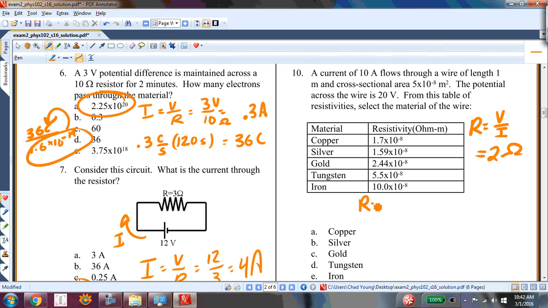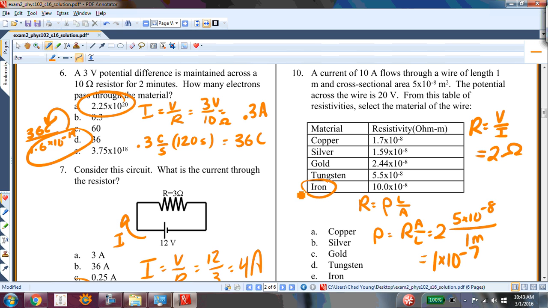And then I say, well, R is equal to rho L over A. And I solve this for rho, which is R A over L. 2, the area is given, 5 times 10 to the minus 8 meters squared, divided by the length. It's 1 meter in length. And I solve now for my resistivity. I get 1 times 10 to the minus 7. But that's going to be iron here, this is equivalent to 10 times 10 to the minus 8. So number 10 is going to be iron.